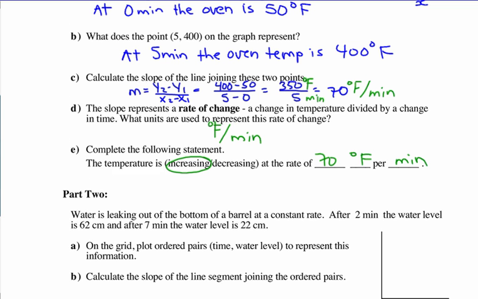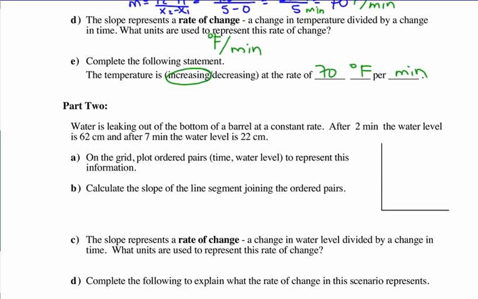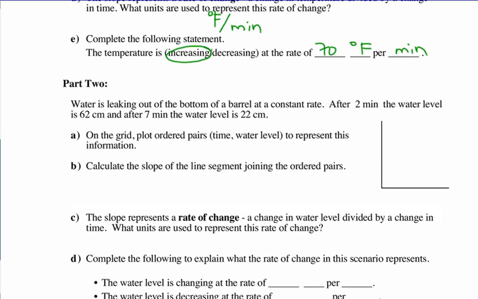Okay, part 2. Water is leaking out of the bottom of a barrel at a constant rate. At 2 minutes, the water level is 62 centimeters, and after 7 minutes, the water level is 22. On the grid, plot the ordered pairs time, comma, water. They're saying x is time and y is water. And actually, time is always going to be the independent variable. It's always going to be on the x-axis, and our y-axis is going to be water level.